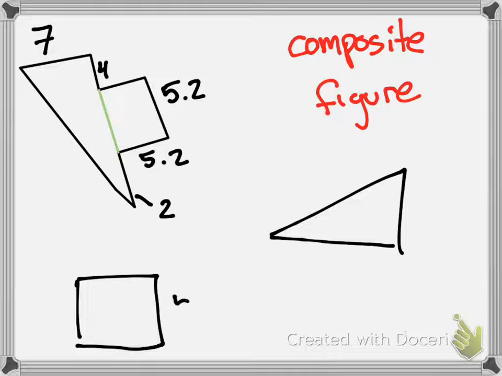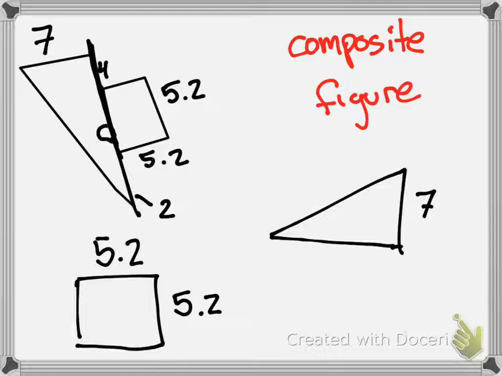My square, I know that one side is 5.2 and the other side is 5.2. With my triangle, I know my height is 7. But what is my base? How do I find my base? It doesn't tell me. So Fernando, how do I find the base? Perfect. So Ben pointed out that we have to add up 4, 5.2, and 2 because that's the length of that whole base. So 4 plus 2 gives us 6, plus 5.2 gives us 11.2.